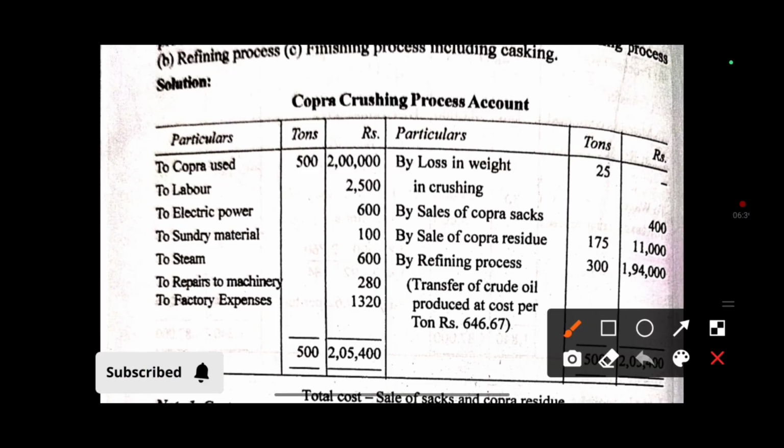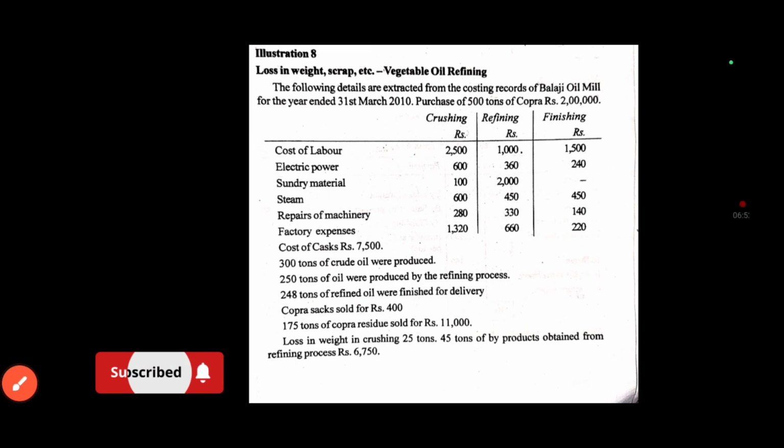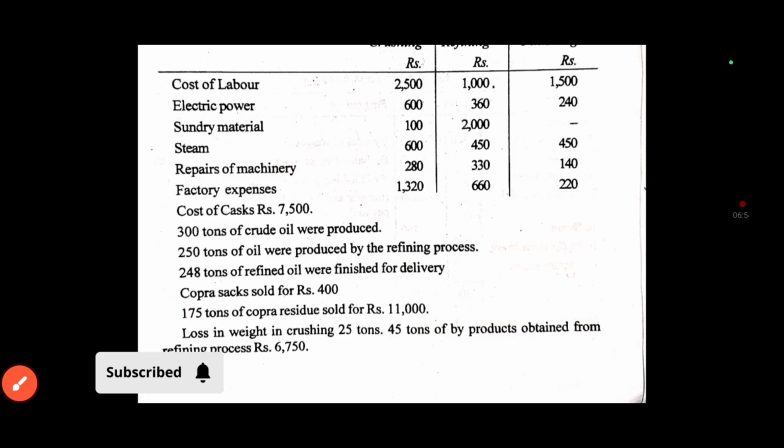Okay, do you understand? So the crushing relates to the copra crushing process account. For that, the loss in weight in crushing, 25 tons, we enter on the credit side of the copra crushing process. Let's look at the question again. Listen.